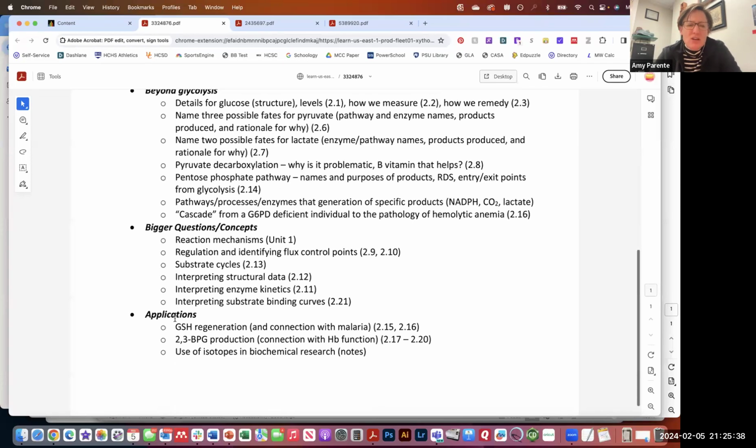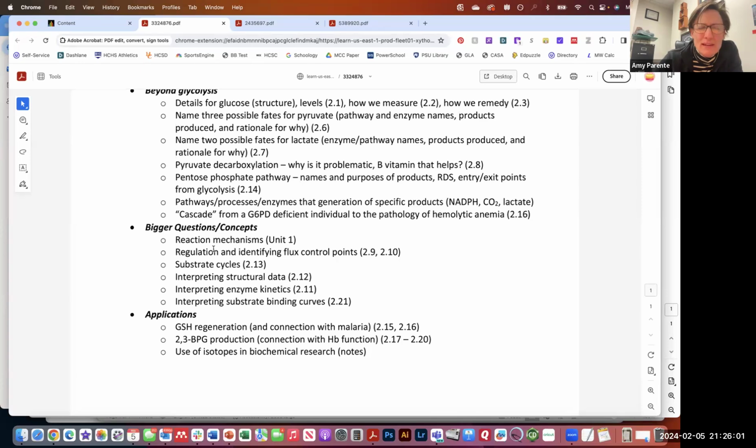All right, last little bit here, and I'm not going to say too much on these because I'll address them as we get to those relevant slides. Obviously, reaction mechanisms. If you feel like you're comfortable with it, take a look at the reaction mechanisms that you see for glycolysis and see if that's something that you feel like you could apply in a situation.